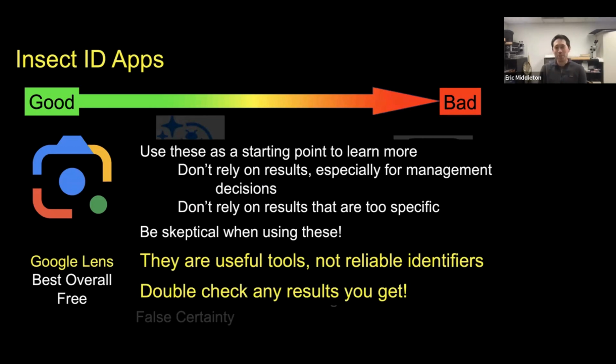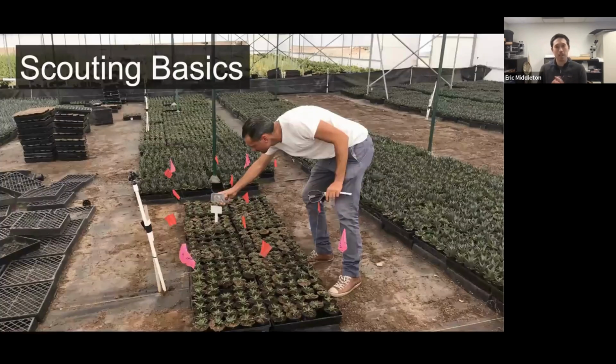Okay, so that's a very condensed version of a bunch of different stuff for both magnifiers and insect ID apps. But once you know what your insect is, you also will need to be going out there and checking for it. And for that, we're getting into the scouting section.